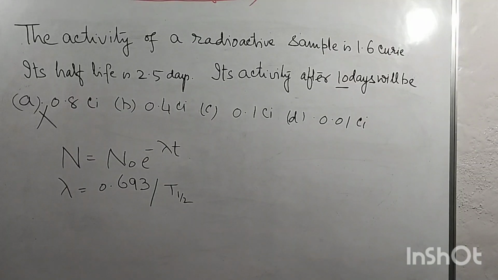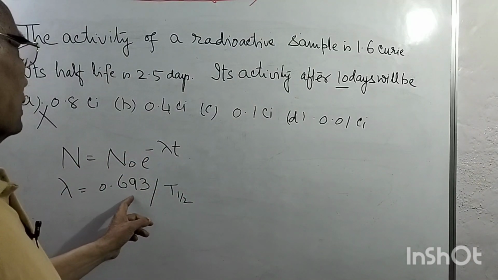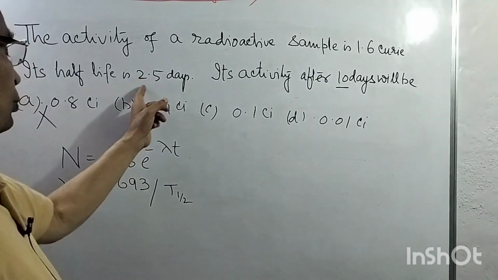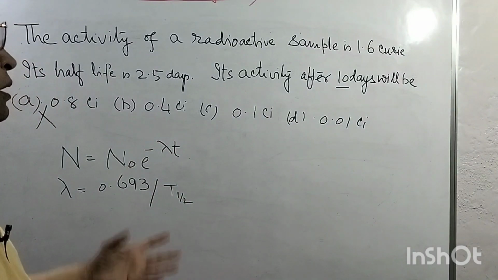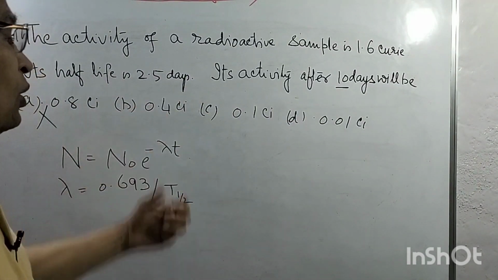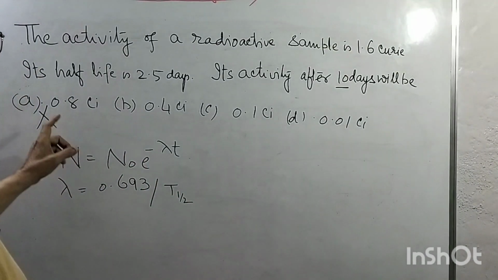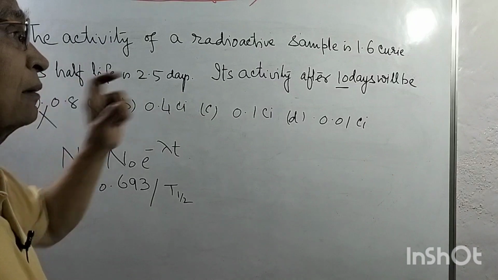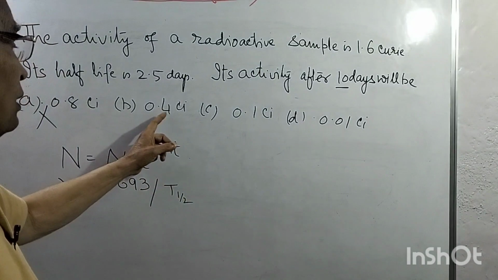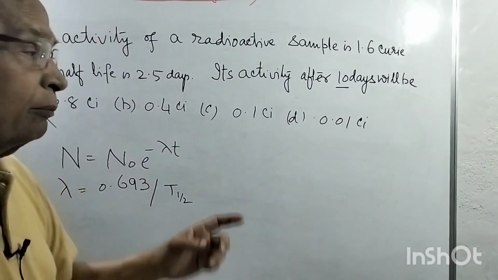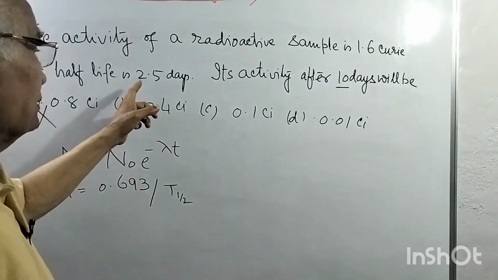So friends, you can solve this easily using this equation, putting the half-life as 2.5 days, and you will get the answer. But without solving it, from common sense, can you guess what the answer may be? Forget the equation. 0.8 cannot be correct, because 1.6 halved is only one half-life. 0.4 cannot be correct either, because 0.4 is just one more half-life. But this is 10 days.